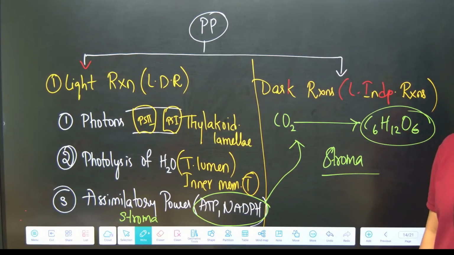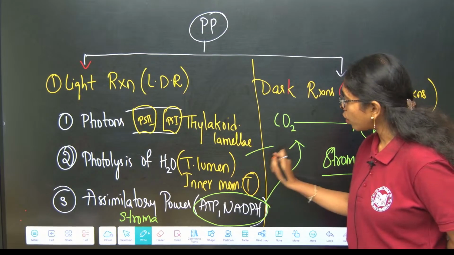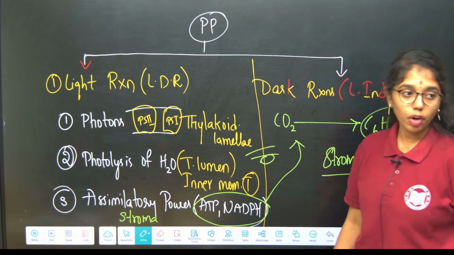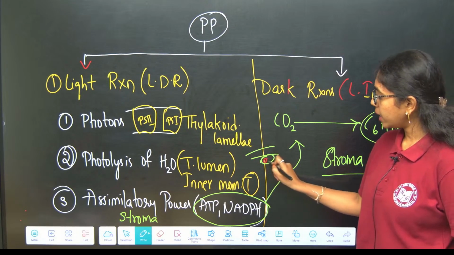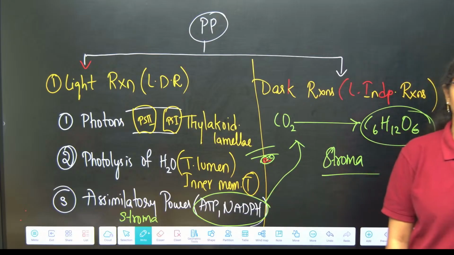Clear? Clear, Raghav, with the locations? Inner mitochondrial membrane, oxygen evolving complex is present, which is facing towards the lumen. Exactly here this takes place. Okay?